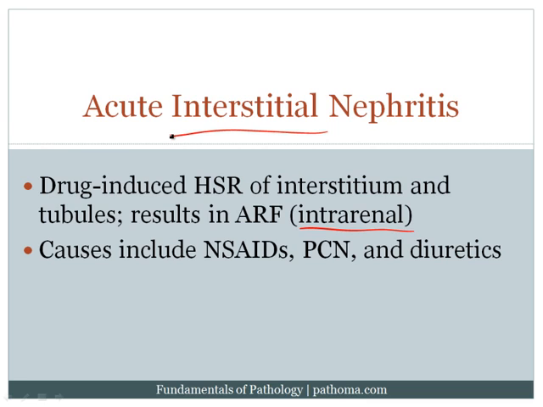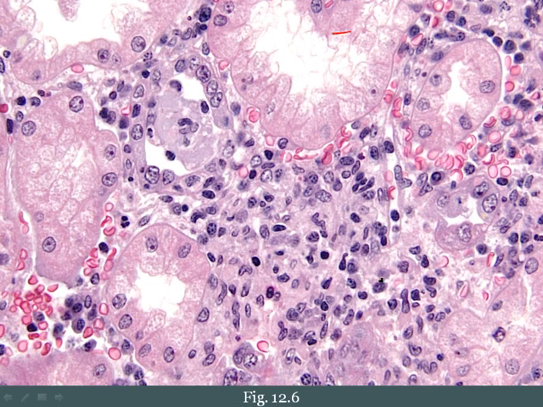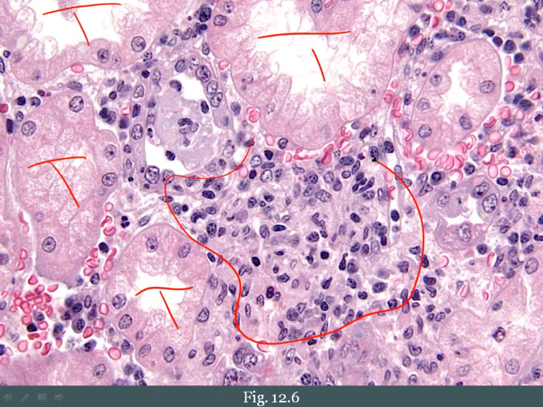Now, the word interstitium implies that we're dealing with the connective tissue between the tubules. That's what interstitium is. It's all of that connective tissue between the tubules. And of course, there's inflammation. This is basically a drug-induced hypersensitivity reaction of the interstitium. It can spread over into the tubules. The key causes are going to be drugs. They include NSAIDs, penicillin, and diuretics, just to list a few. Here's an image just highlighting the idea. Notice that these are tubules, and the tubules look fine. However, what's going on here is that you've got an inflammatory infiltrate in the connective tissue or the interstitium between the tubules. This inflammatory infiltrate will then result in acute renal failure.